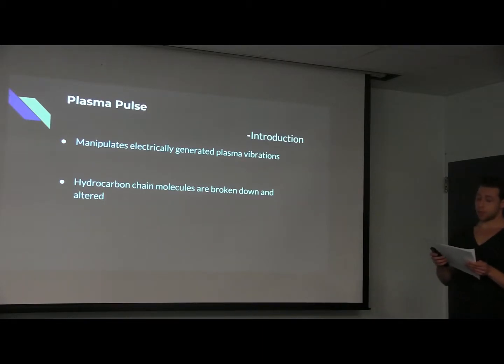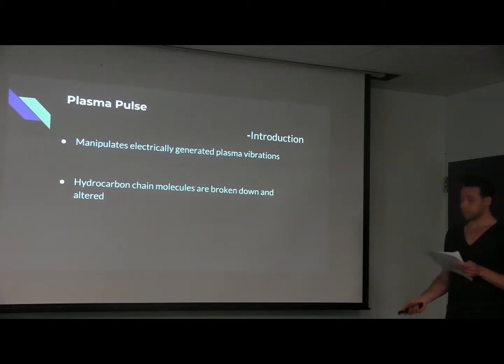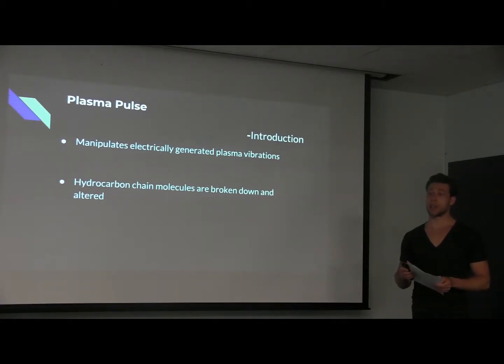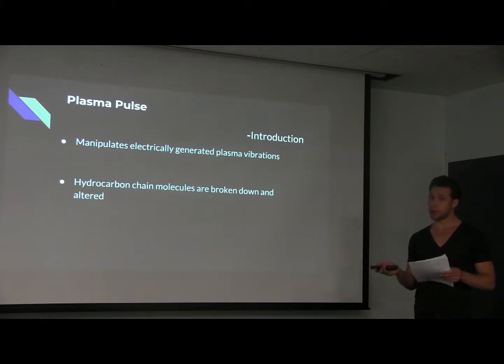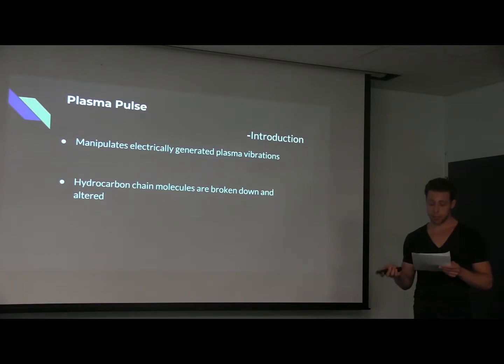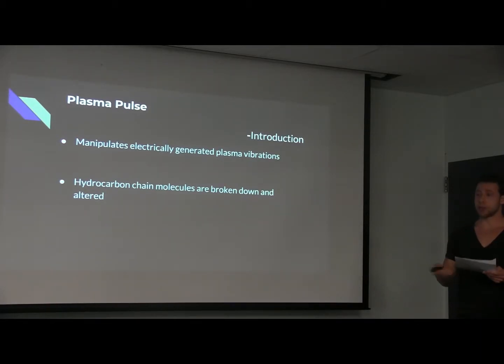This technology manipulates electronically generated plasma vibrations by reducing viscosity, increasing permeability, and improving the flow of other contaminants to the surface. This is conducted in situ and post in operations such as fracking. This is for mostly oil specifically, and these hydrocarbon chain molecules underground are broken down with these plasma pulse vibrations so that they can flow through smaller openings as opposed to creating larger fractures.